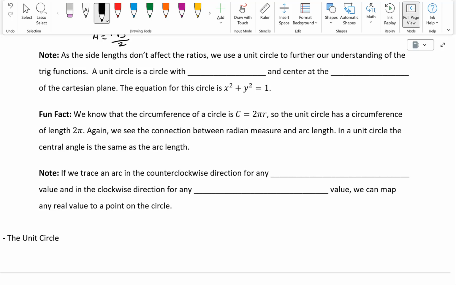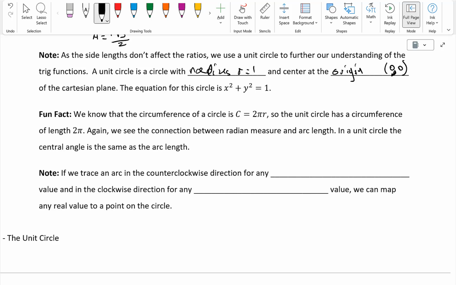A unit circle is a circle with radius r equals 1, and center at the origin, which we all remember now is (0, 0), of the Cartesian plane. The equation for the circle is x squared plus y squared equals 1. And we'll do some more work with circles later in the course.